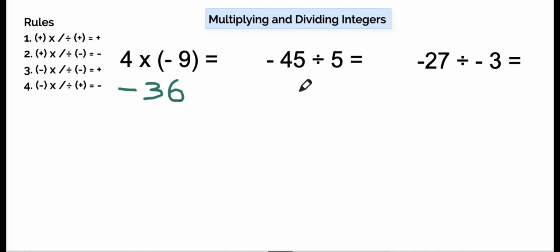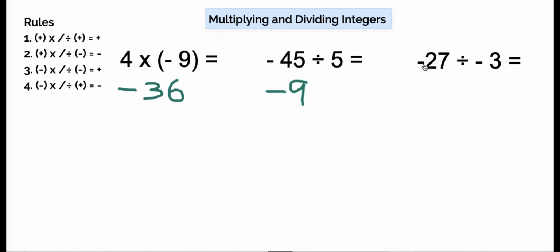The next one is saying negative 45 divided by 5. What are the signs? That's the first step. The sign for this 45 is a negative. The sign of this 5 is a positive. Negative and a positive. Let's look at our rules. Negative and positive, that's rule number 4. A negative and a positive will give us a negative. So we already know that the answer will be negative. Now what's 45 divided by 5? We already know that 45 divided by 5 is 9. So negative 45 divided by 5 is negative 9. All right, cool. We go to the next one.